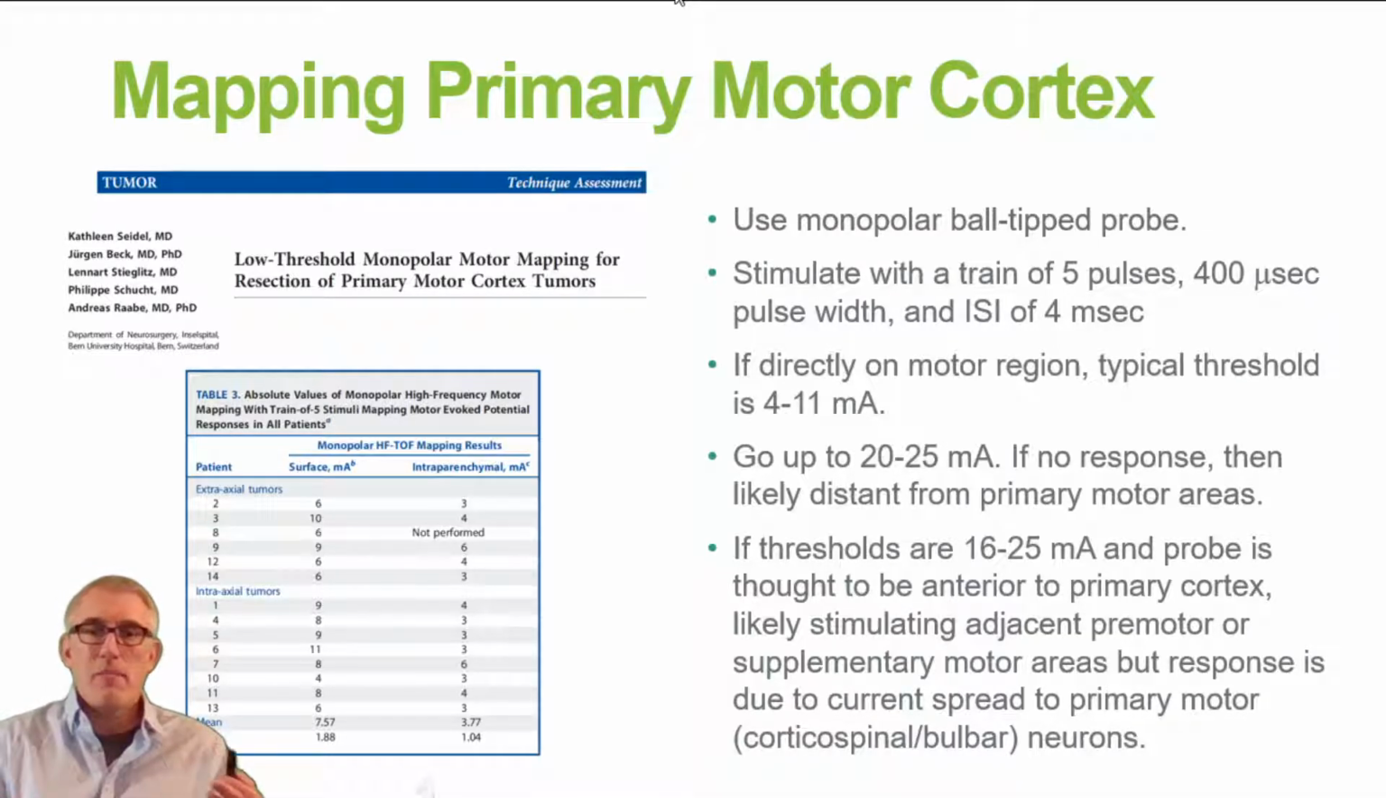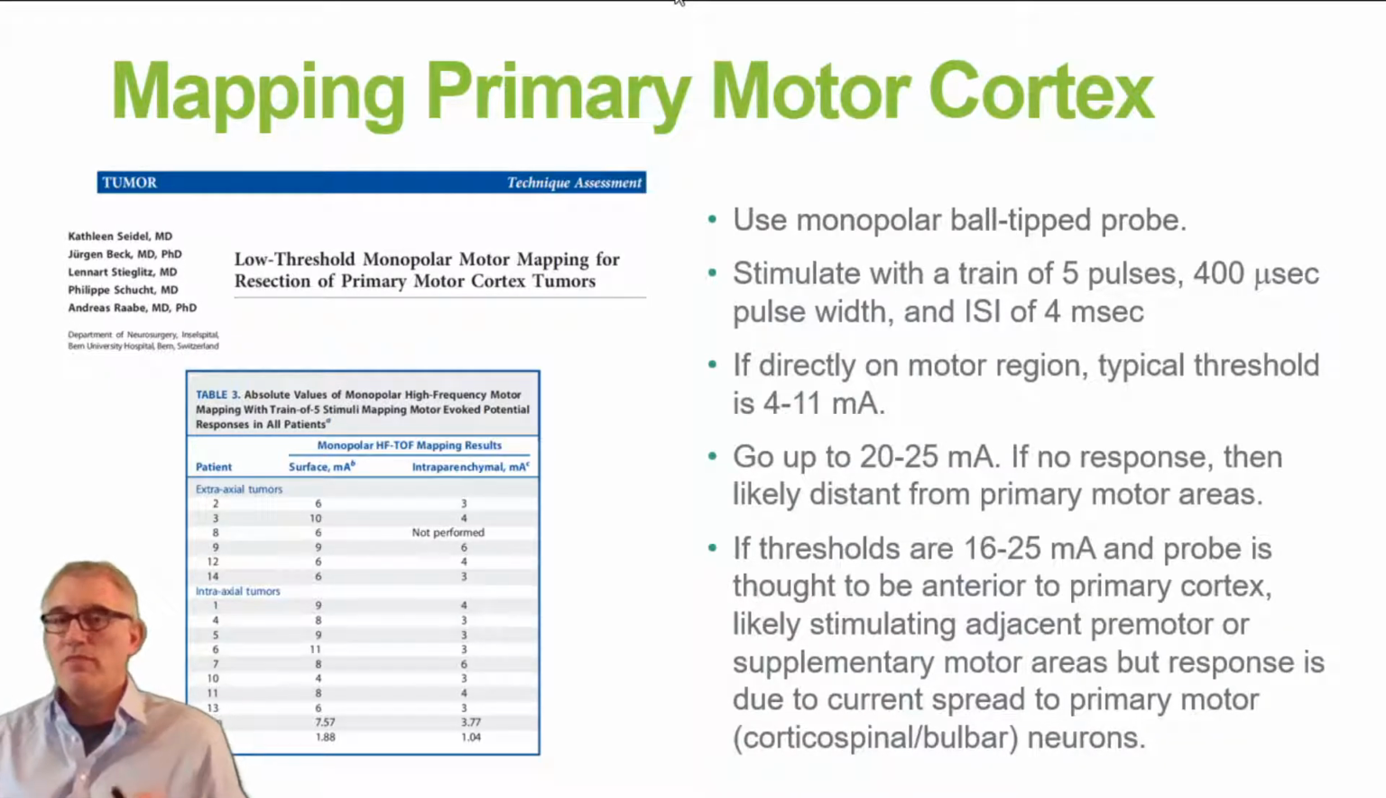If thresholds are 16 to 25 milliamps and the probe is thought to be anterior to primary motor cortex, in possible premotor or supplementary motor areas, if you're getting a response at those thresholds, you're probably in those areas. The response isn't due to stimulating those areas per se, but it's due to spread to the primary motor cortex region or the corticospinal or corticobulbar fibers. But that's a kind of hand-wavy assessment of relative location.